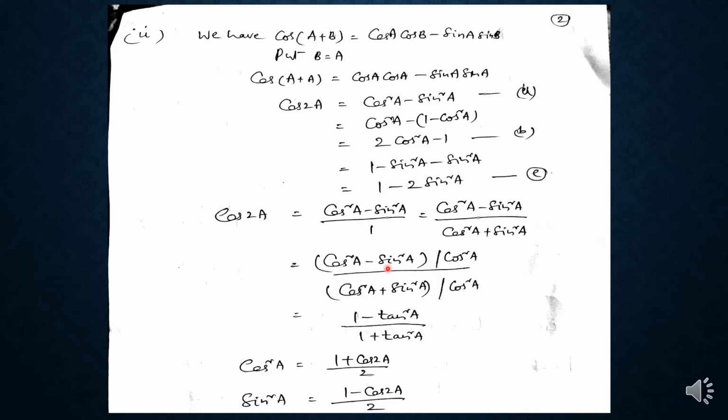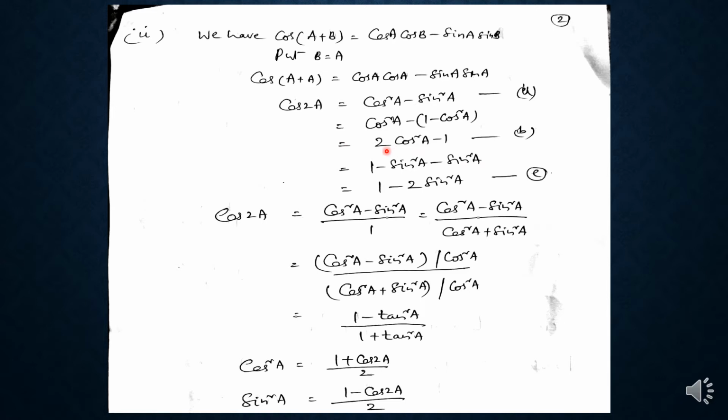So now the numerator becomes cos square A by cos square A, that is 1, minus sin square A by cos square A, that is tan square A. The denominator is cos square A by cos square A, 1, plus sin square A by cos square A, that is tan square A. So this is cos 2A in terms of tan A, that is 1 minus tan square A by 1 plus tan square A. Thus we got 4 formulas for cos 2A. That is cos square A minus sin square A, in terms of cos and sin both.